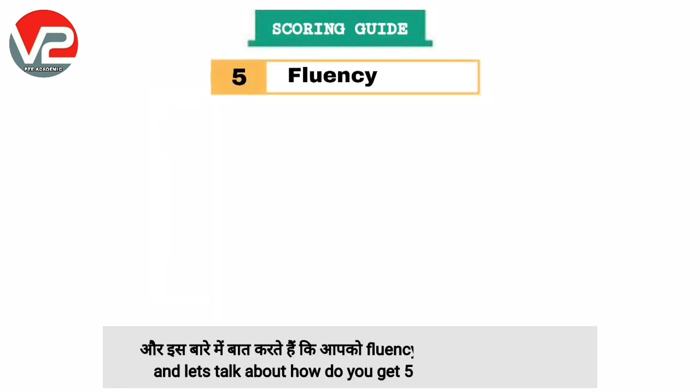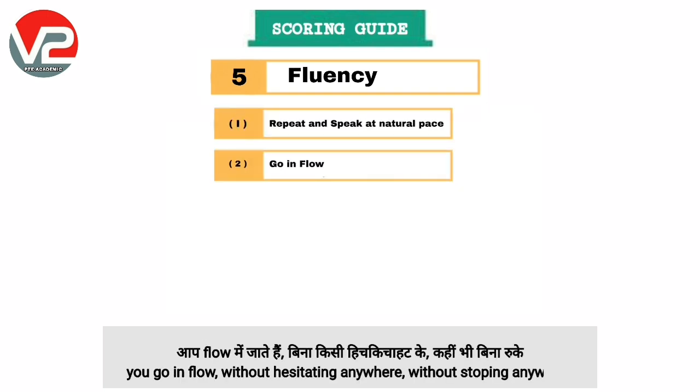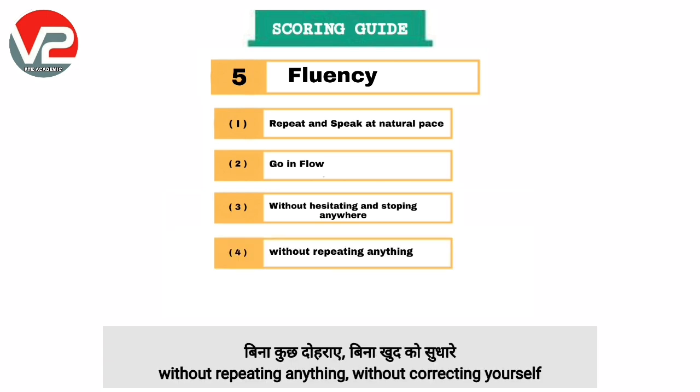Let's talk about how you get 5 points in fluency. In PTE, you get 5 points in fluency if you repeat and speak at a natural pace, you go in flow, without hesitating anywhere, without stopping anywhere, without repeating anything, and without correcting yourself.